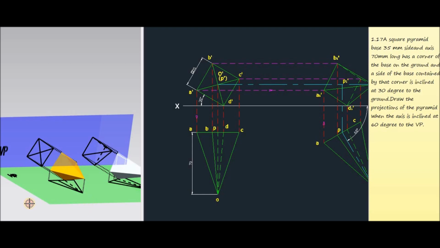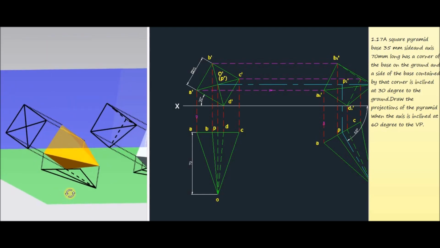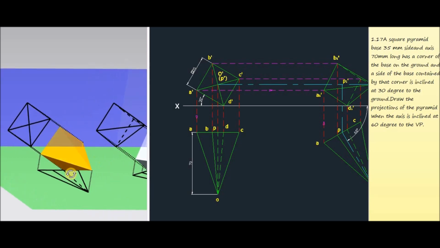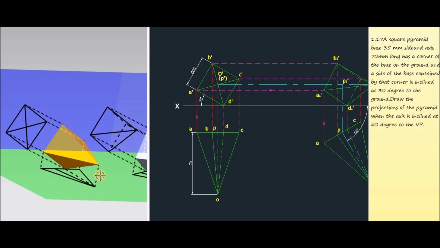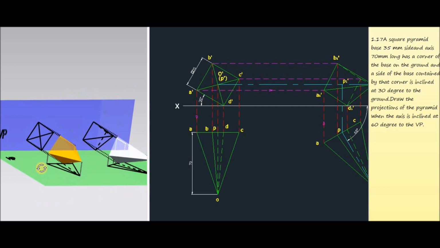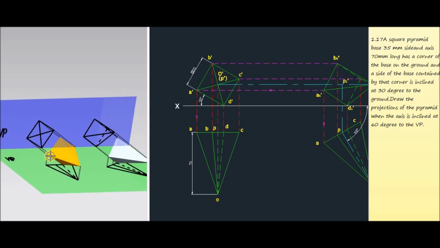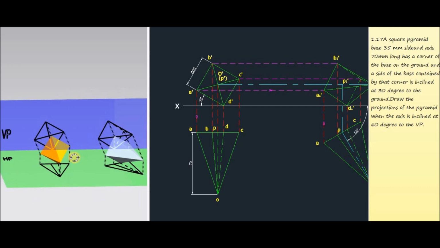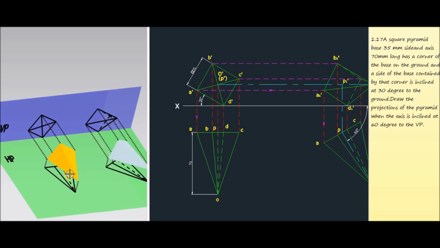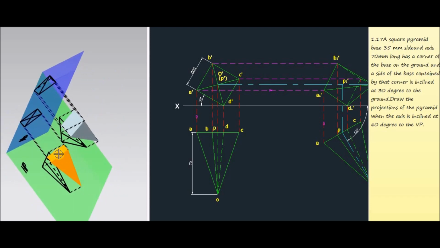Now consider the three-dimensional representation of the question. For that we have to consider two perpendicular planes, VP and HP. Now this one is the case of a square pyramid. This is the square pyramid, and for simplicity consider the bottom corners are A, B, C and D, and the vertex is O. Now the center of the base is P.